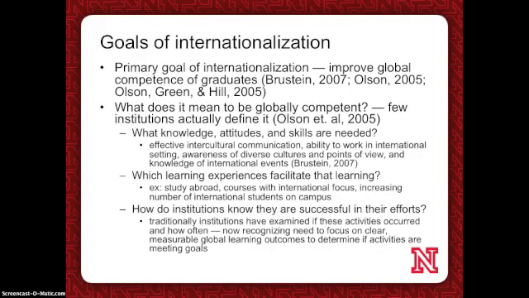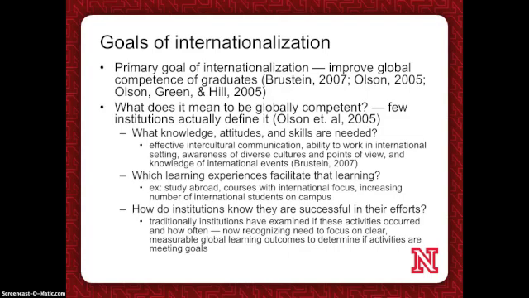There are many different rationales offered for internationalization, but many of the authors identified global competence of graduates as the primary goal of internationalization. What does it mean to be globally competent? It's a difficult question to answer. Few institutions actually define it, but Olson and her colleagues have suggested 3 questions that institutions must address in defining global competence. The first is, what knowledge, attitudes, and skills are needed?